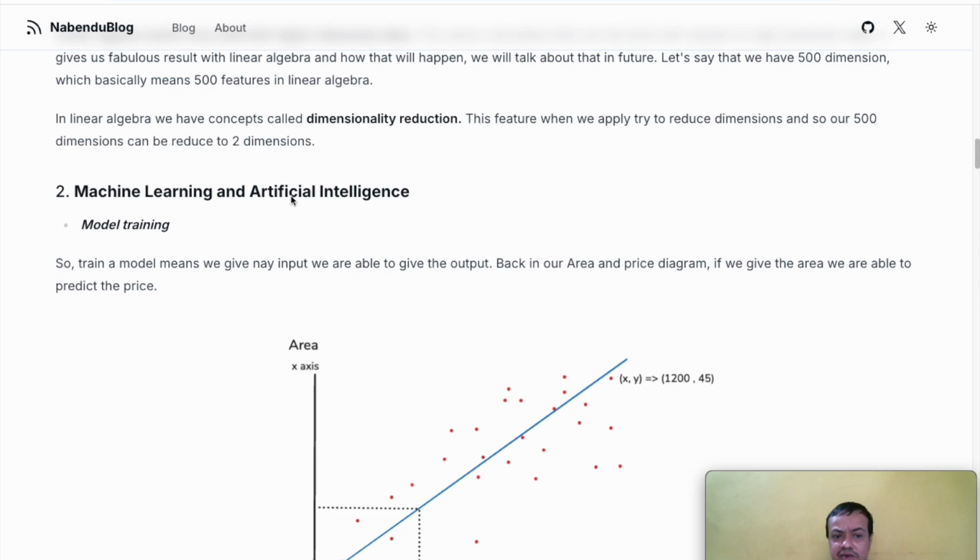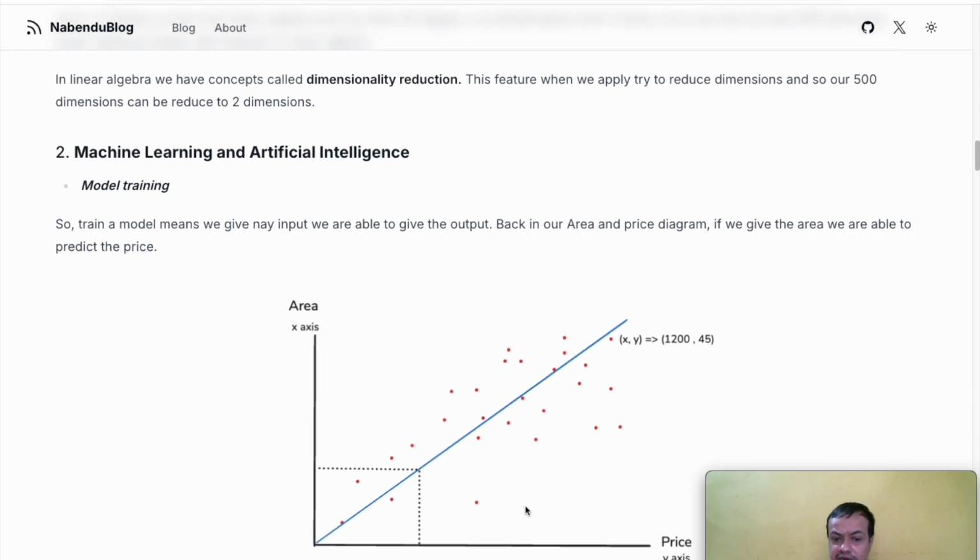Now we'll see machine learning and artificial intelligence model training. To train a model means we give input and we are able to get the output. Back in our area and price dimension, if we give the area, we are able to predict the price. Area is the x-axis, and price is the y-axis.